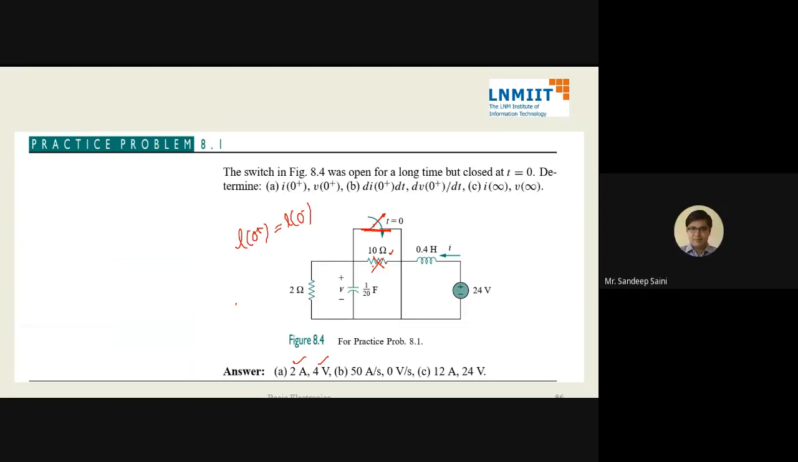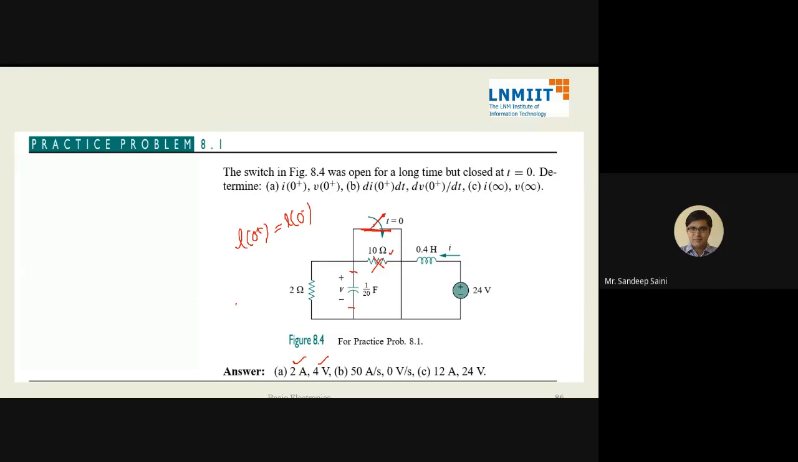Sir, in option A, when we calculate I zero plus, we consider 10 ohm, but there is also a wire where there is no resistance, sir. The whole circuit will be short circuited. What you are saying, sir, this will be open.